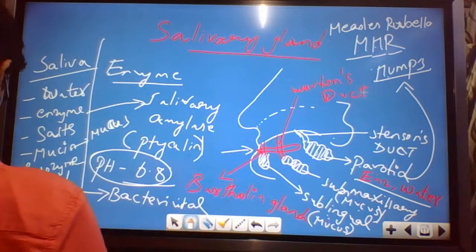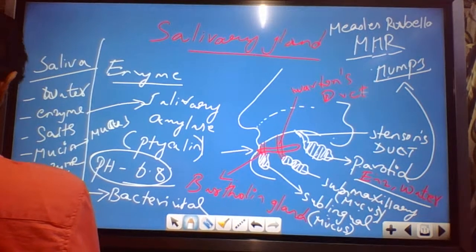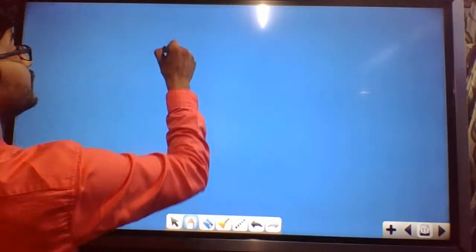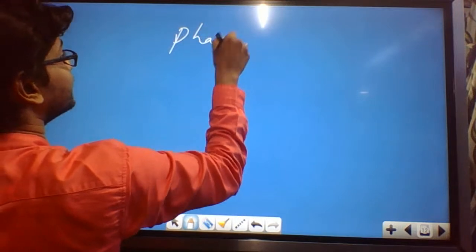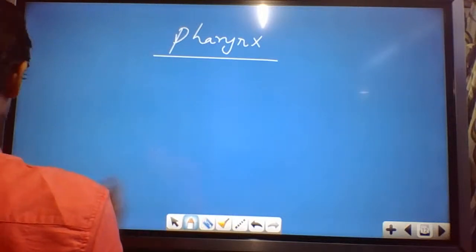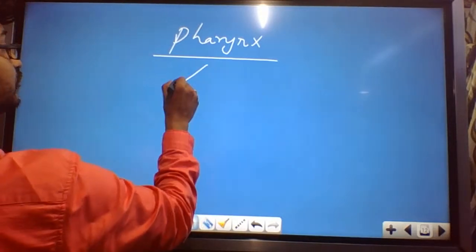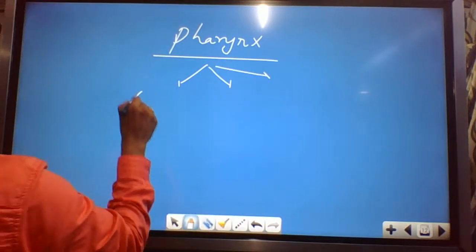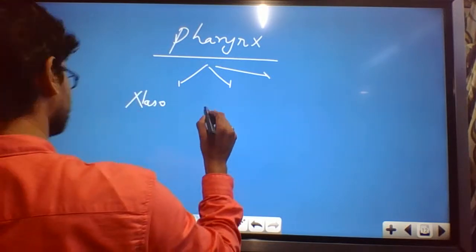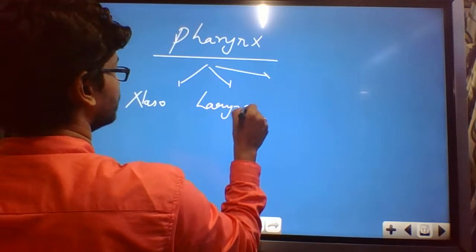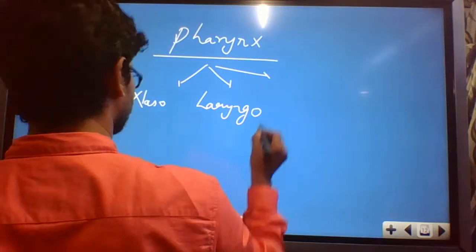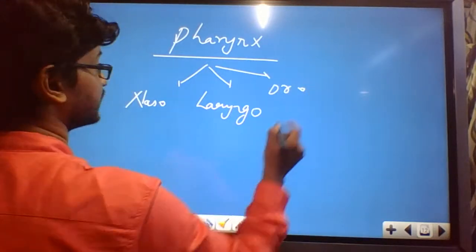Okay, we're done with the first part, that is the salivary glands. Next, we move on to the pharynx actually. So when we talk about the pharynx, what are the three types of pharynx we have? We have the nasopharynx, the laryngopharynx, and the third type of pharynx, called the oropharynx.